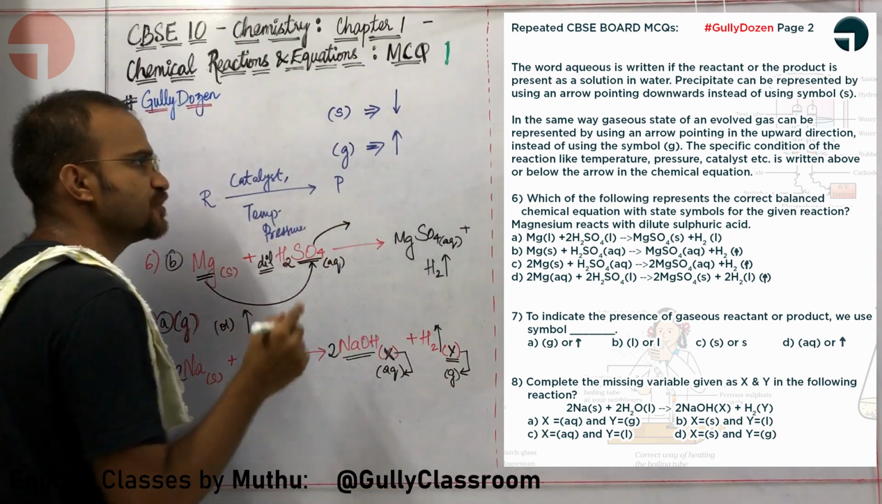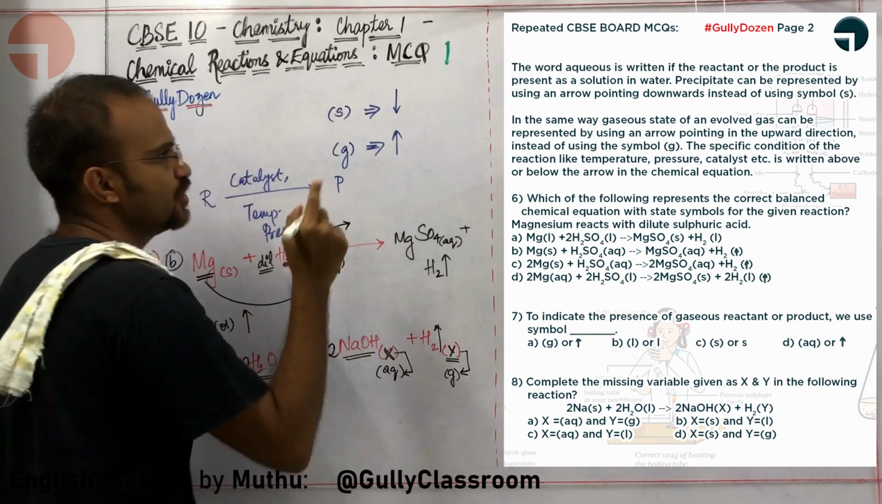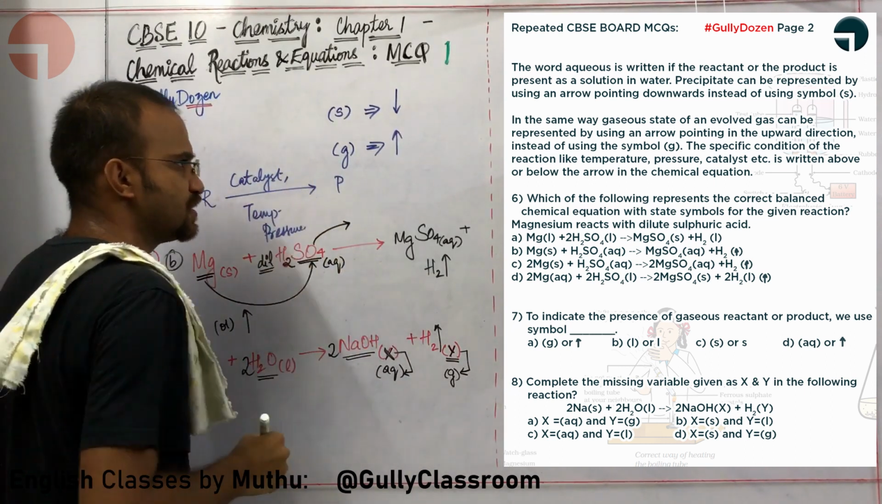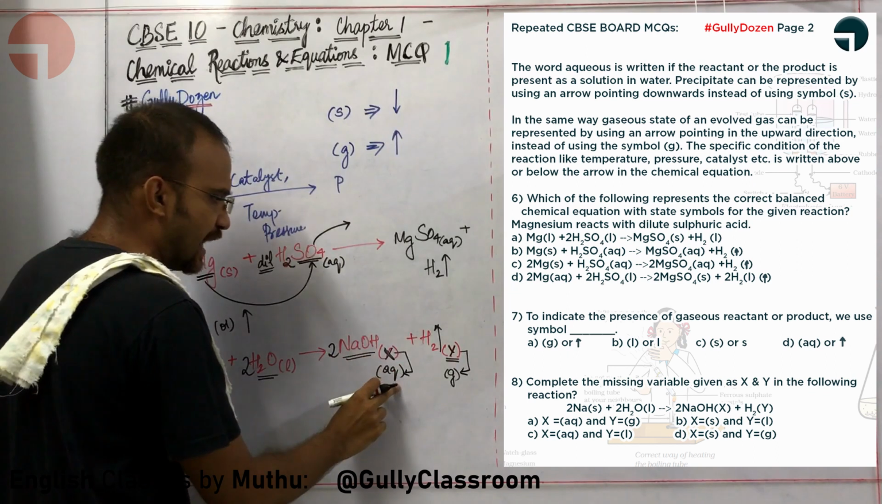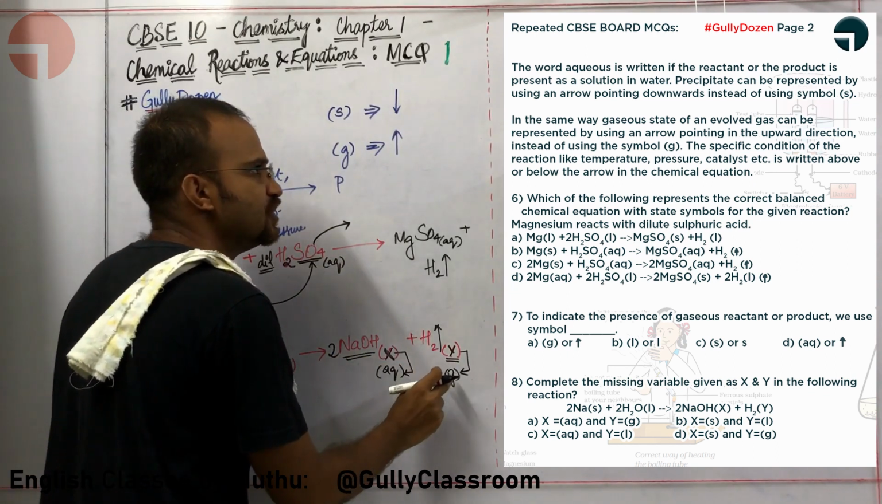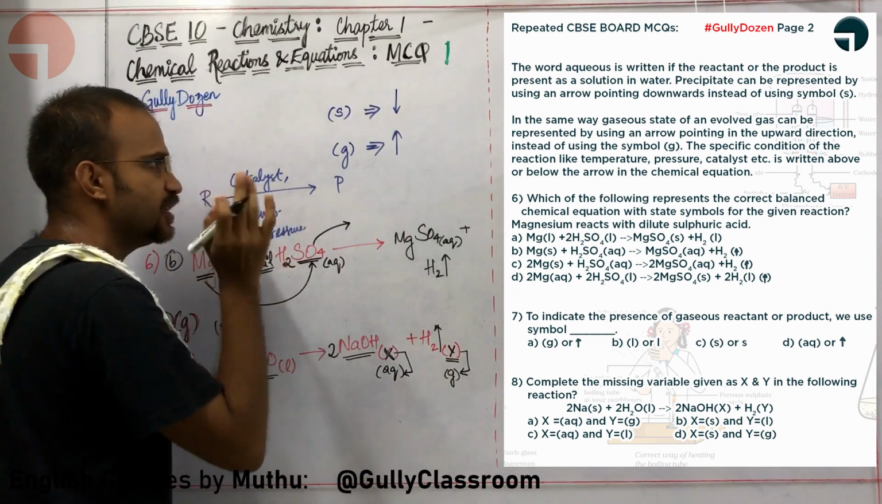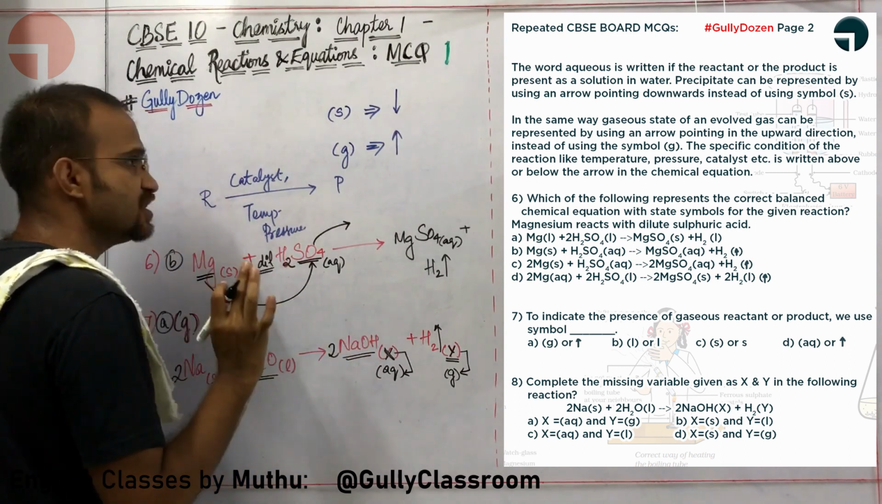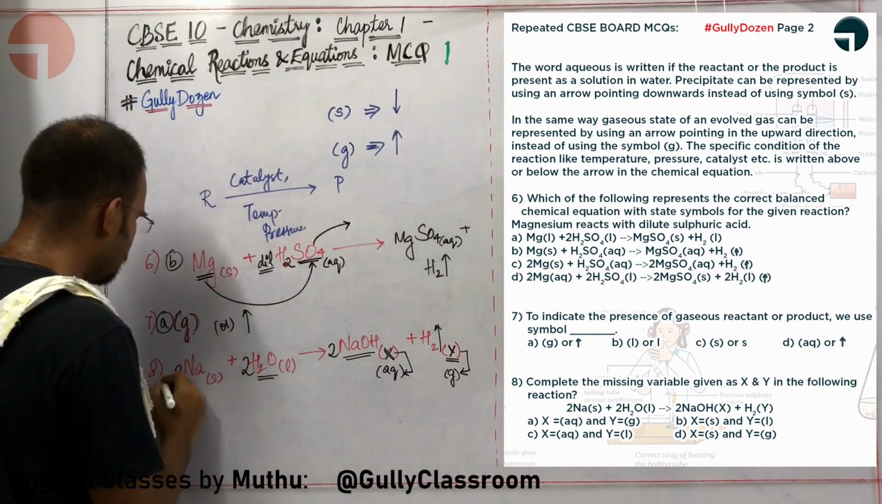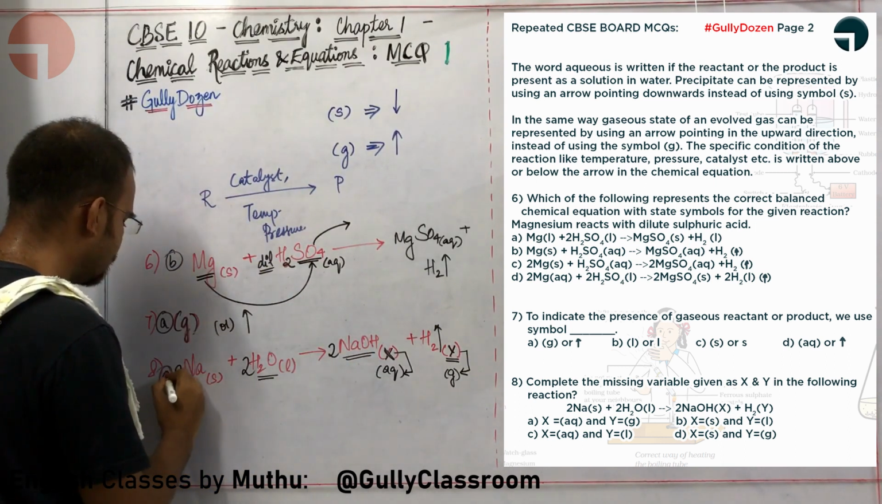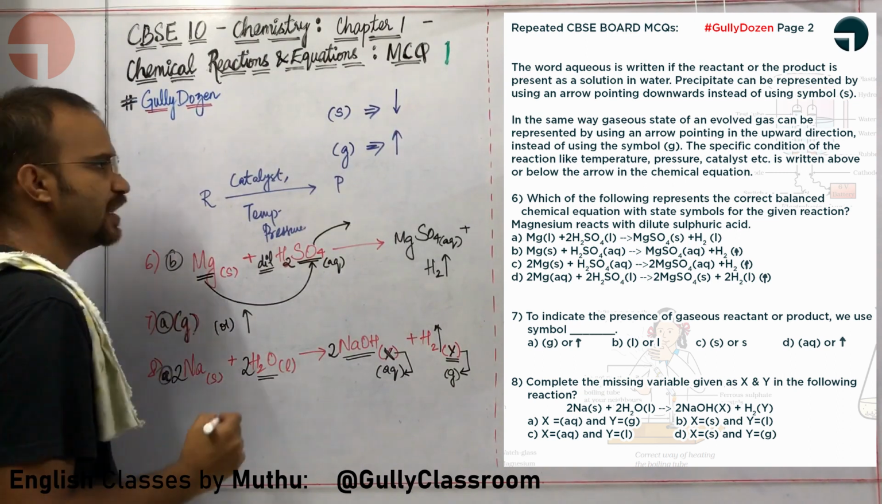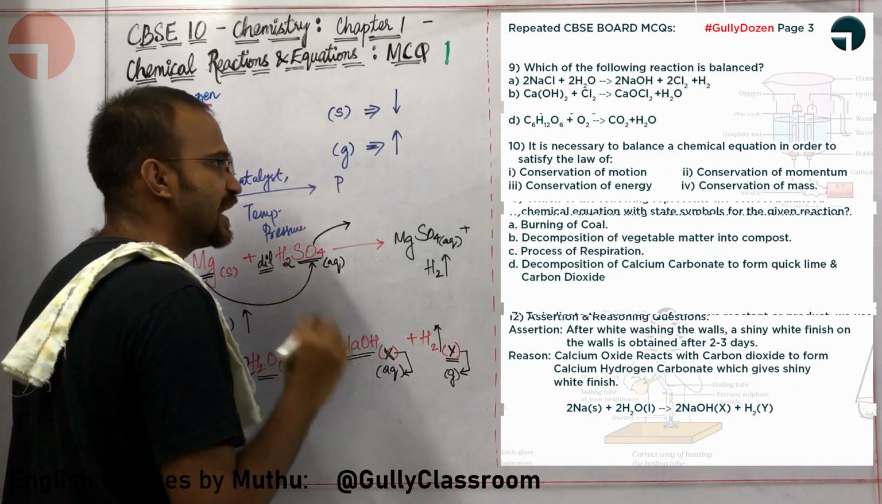Let me check the options of the eighth question. Look at the first option. X is indicating aqueous, Y is indicating G or gas. So this is the right answer, which is option A. For 8, the right answer is option A. Okay sir, let us go for the ninth question.